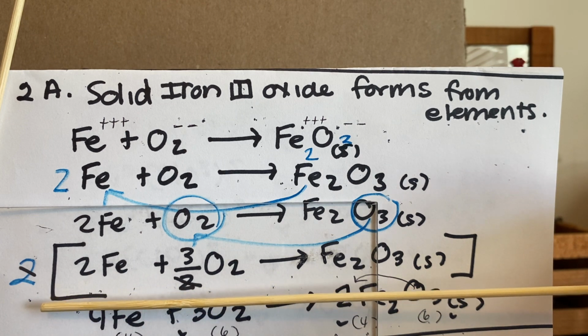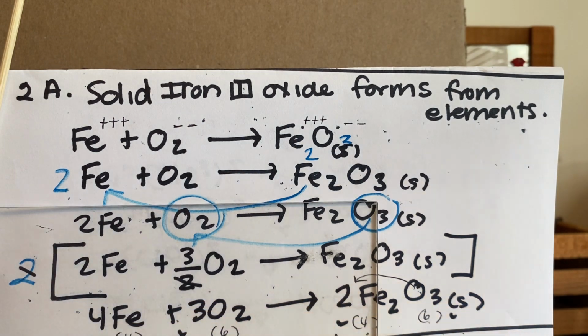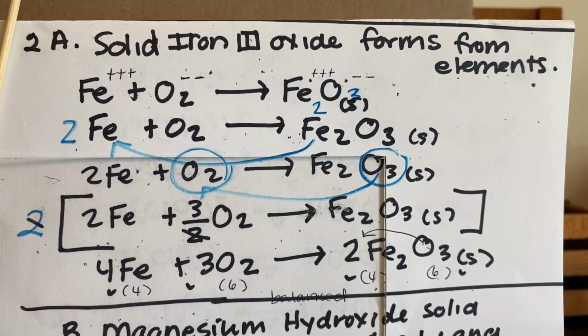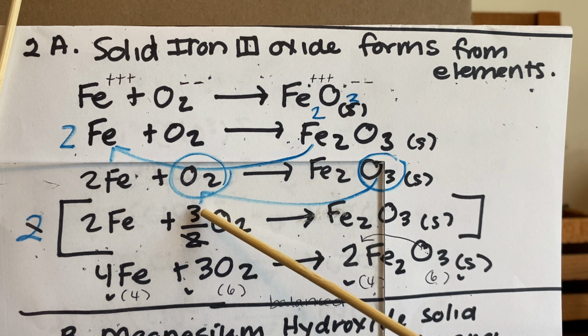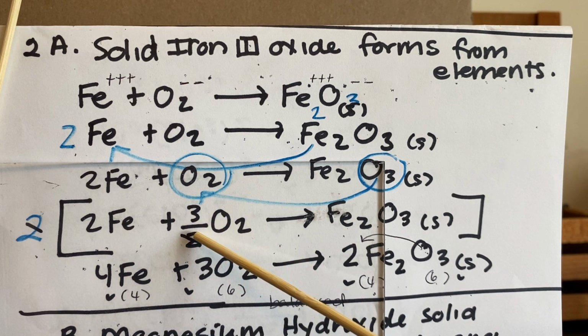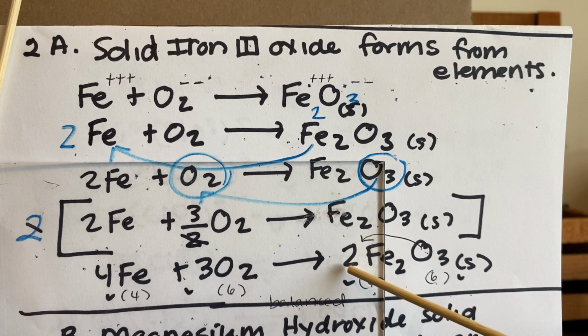So now I'm going to have to get rid of this half, because we don't want a half of oxygen. So to get rid of this half, let's push it down here so I can see it better. We're going to multiply this whole thing by 2 to get rid of that half. So 2 times 2 is 4, so we're going to have 4 irons. And we're going to have how many oxygens? The 3 halves times 2, so it's only going to be 3 oxygens. And then we're going to go on this side. We're going to multiply this side by 2, so we have 2 iron oxides here.